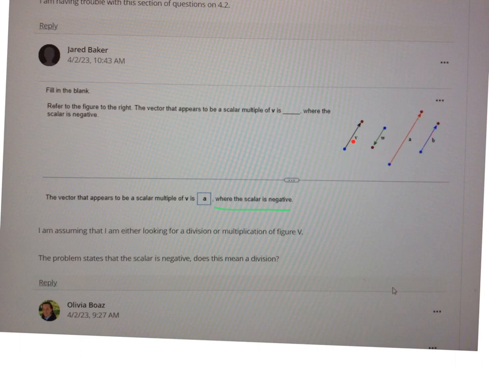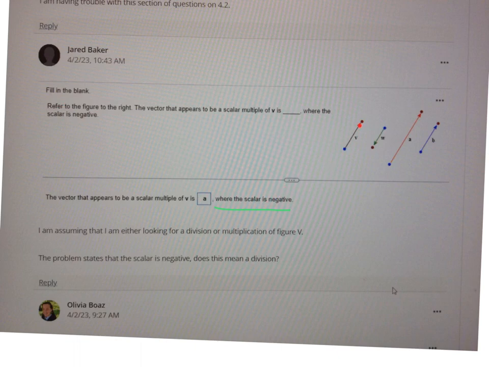All four of them appear to be pointing in the same slope. All four of them have the same slope. So they're all scalar multiples. W, A, and B are all scalar multiples of V if they have the same slope. The key is the negative part.